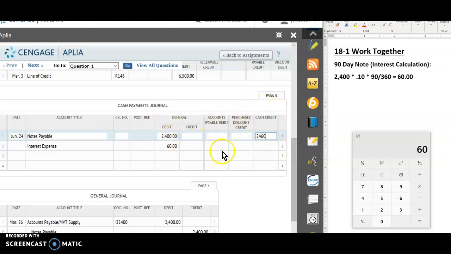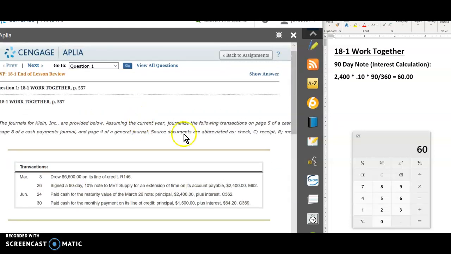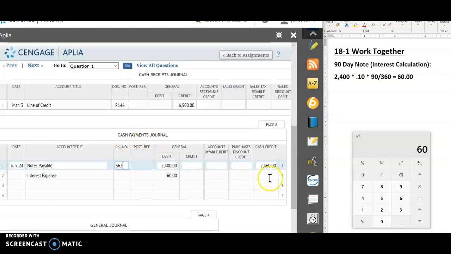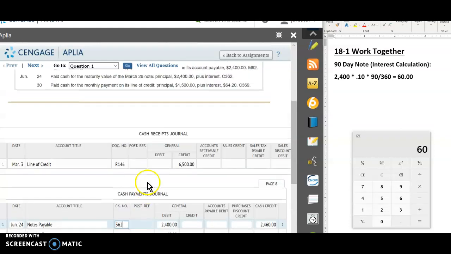Okay, again, these special columns have nothing to do with what we're doing. We're paying back a loan. We're not paying accounts payable. Okay, you got to remember that because we cleared that out earlier and we made it into a loan. All right, so that check number was 362. And remember, in check numbers in your cash payment journal, you only have to put the number. You don't have to put a C. All right, so that's the third one.